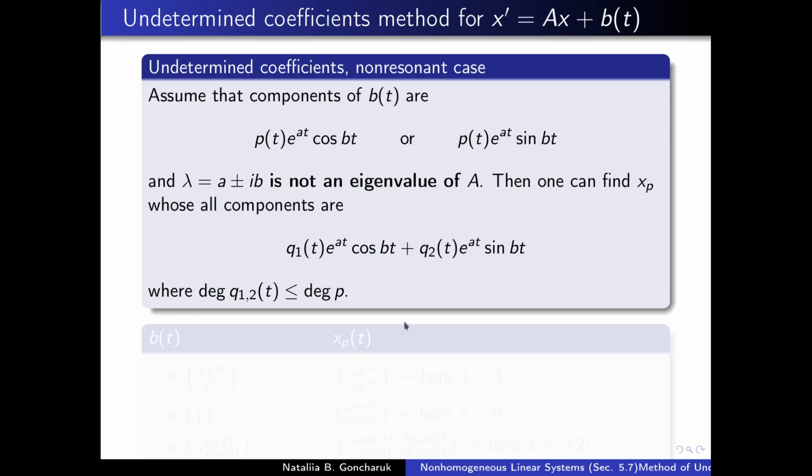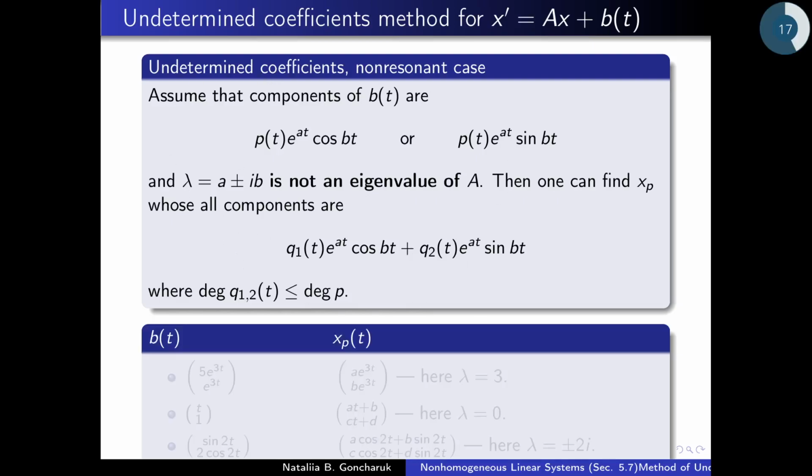So this is kind of a general case. I'll write out several particular cases because you will never have both polynomial, exponential, and cosine. This gives you too many undetermined coefficients and is hard to solve. So suppose that b is, say, a 2-vector that only involves e to the power 3t.